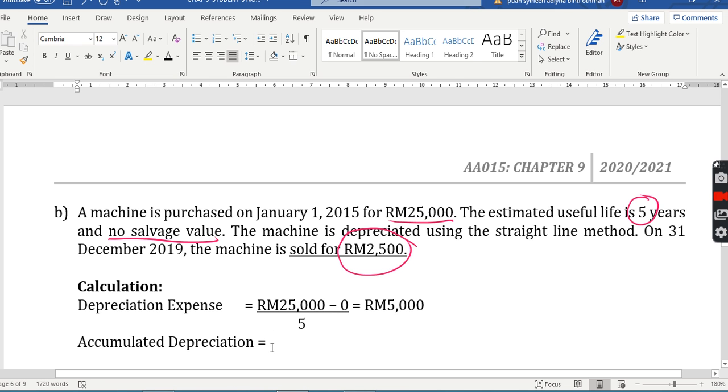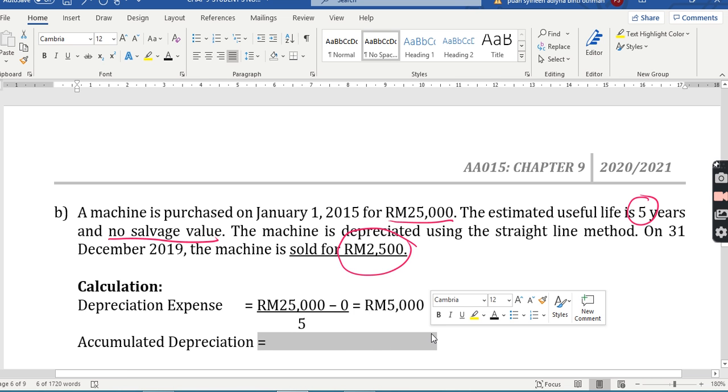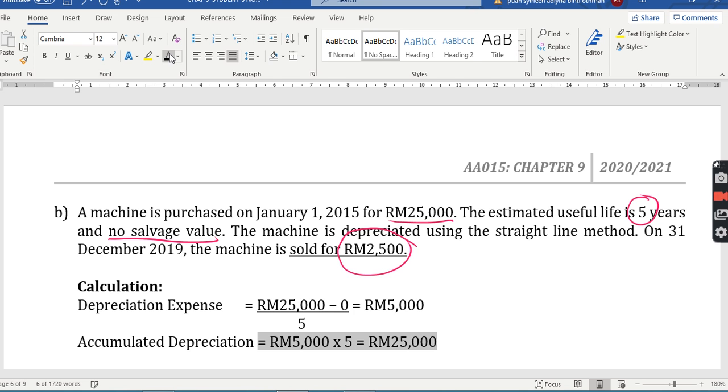Since we are selling the asset towards the end of the useful life, that means we are doing it in the 5th year of the asset. So the accumulated depreciation will be 5,000 times 5, because your useful life is 5 years and you are selling the asset at the end of the useful life. So your accumulated depreciation is 25,000.